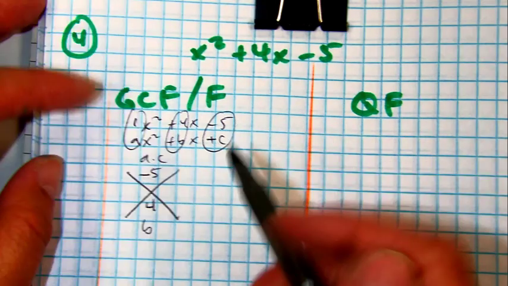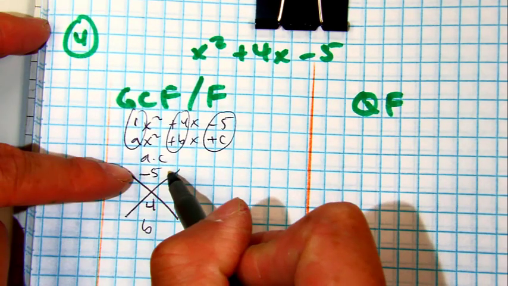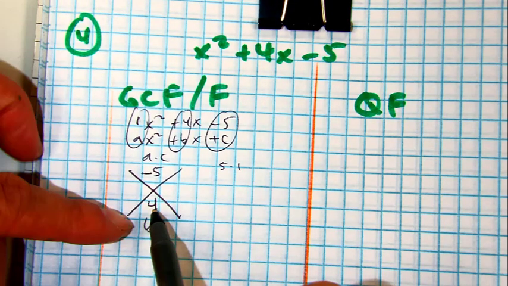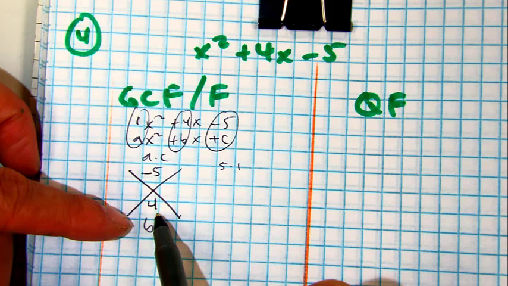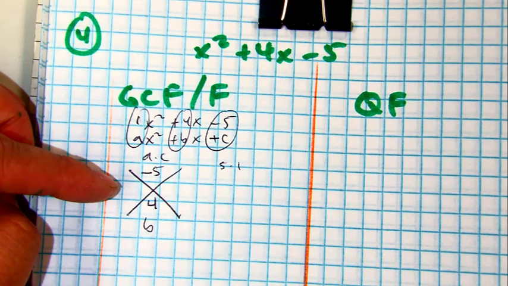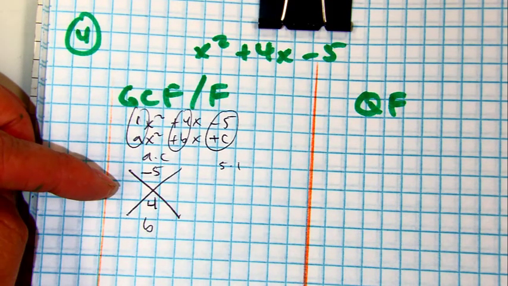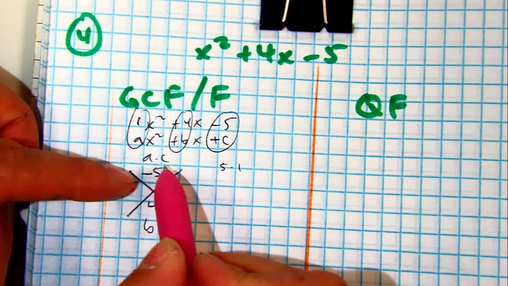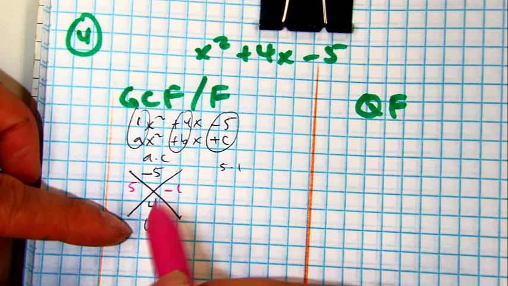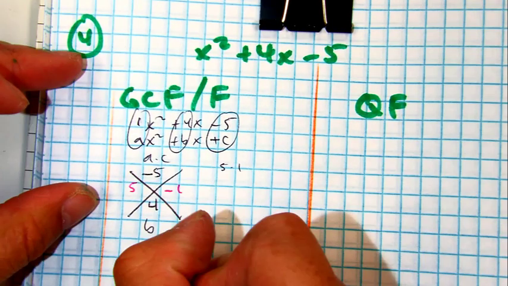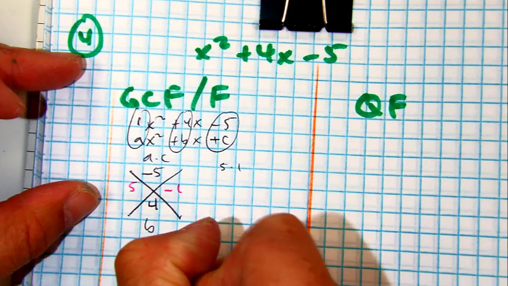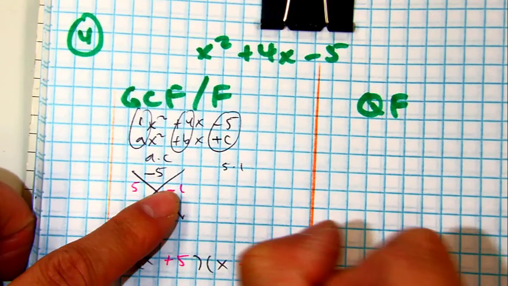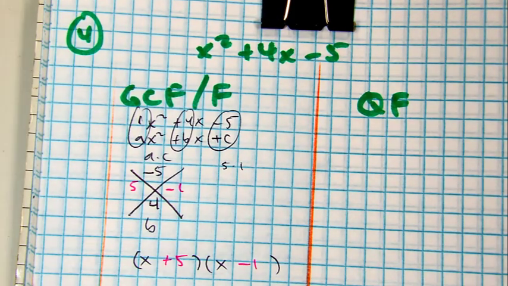Okay, so now we have to list out all the numbers that multiply, their products are negative 5, and they add to 4. Well, I'm going to choose 5 and a negative 1, because 5 times negative 1 gives you negative 5, and 5 plus negative 1 gives you 4. What does that tell me? This can be factored. So I'm just going to put in here plus 5 and minus 1. So this is my answer factored.